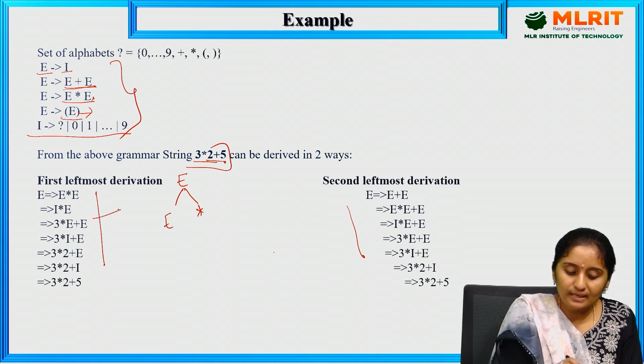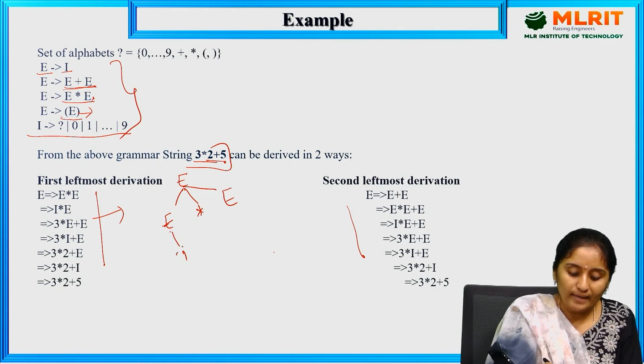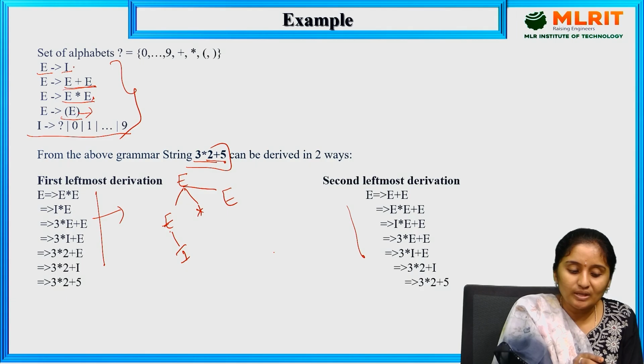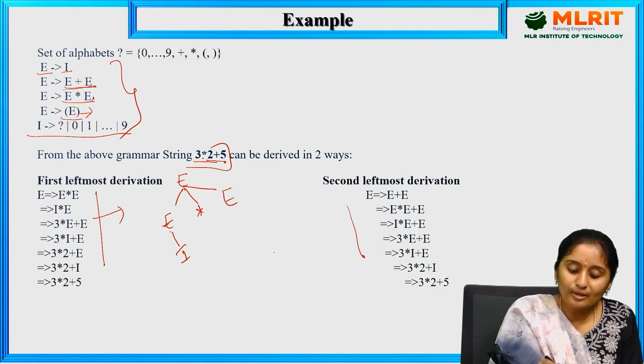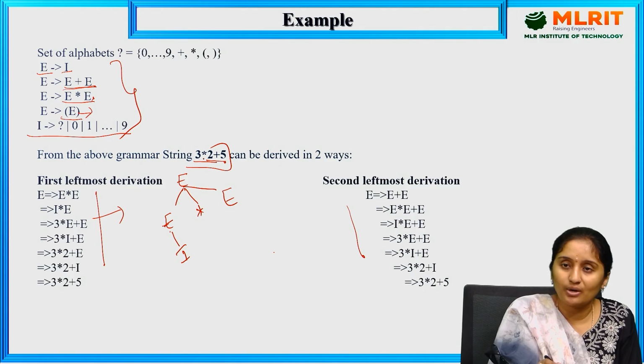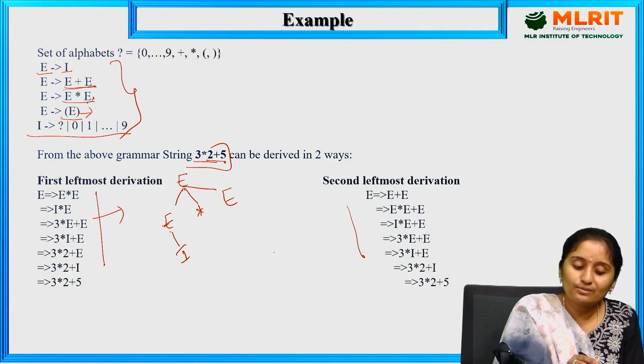So for the leftmost derivation, I'm going to draw the tree. E produces E star E. This E I can replace with I. E I can replace with I or E plus E or E star E. E plus E I cannot replace. Why? Because initially I only have the star operator. So I cannot replace this one, I should replace it with I.